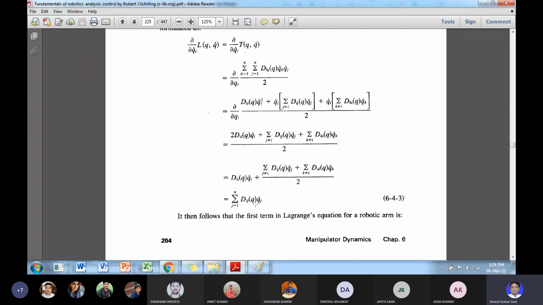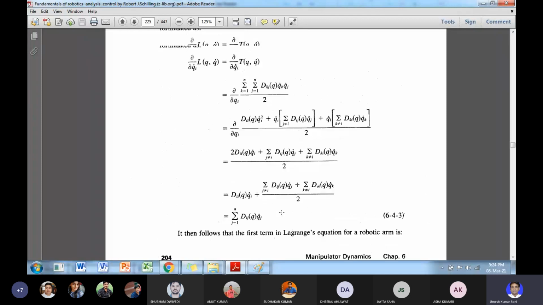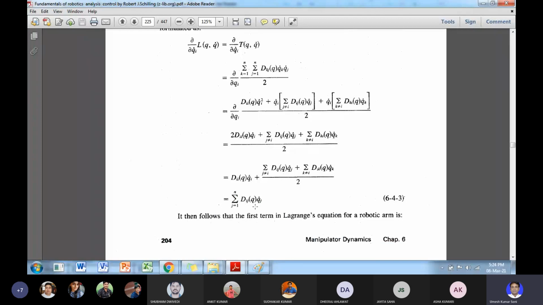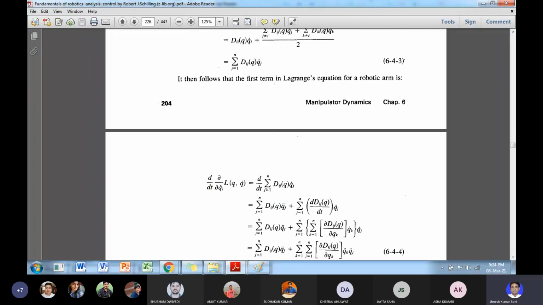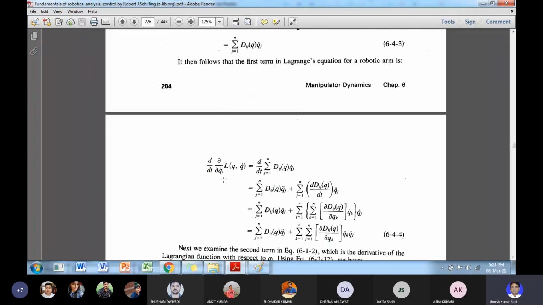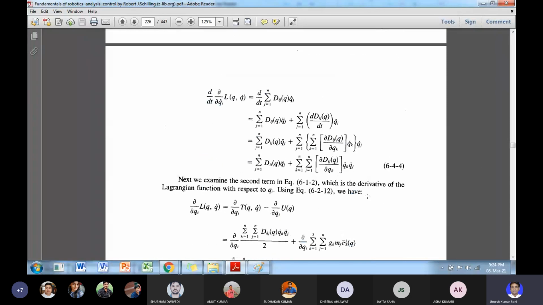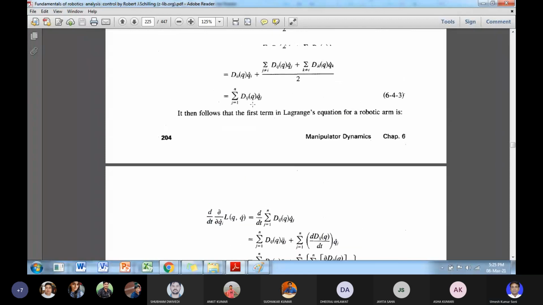Okay, d_ij q_j dot. So this is the equation for the derivative of the Lagrangian with respect to q_i dot. Now we take the time derivative of this derivative, because in the Euler-Lagrange equation we need to define this term. Simply here we have used the d_ij like this, equations 6.4.3.